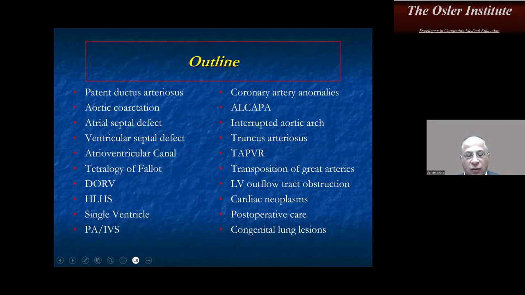But if you had to focus on anything, I would focus on the lesion. If you're short of time, focus on the lesions on the left, and those also will be the lesions that you'll be asked about on the oral boards as well. On the left of the screen, not PAIVS, but everything above that.